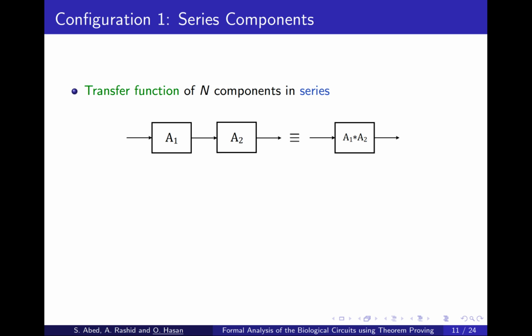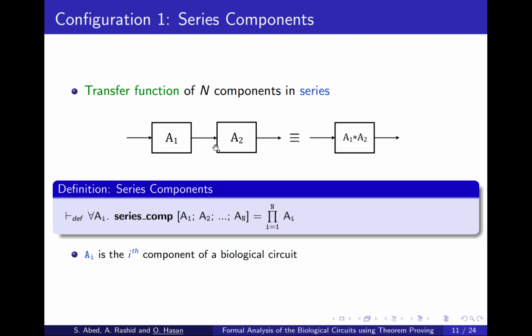We start with the first one, which is the configuration that has a series of components. So we want to find the net transfer function of a series of components. And as you can see in the figure in front of you, there are two components connected in series, and the net transfer function of these two components is the product of the individual transfer functions. So we actually model this behavior using a higher-order logic function which is called series comp, which is given here. It accepts a list of transfer functions representing the individual transfer functions of the submodules that we have in the series connection, and then it returns the product of the individual transfer functions of the given blocks.